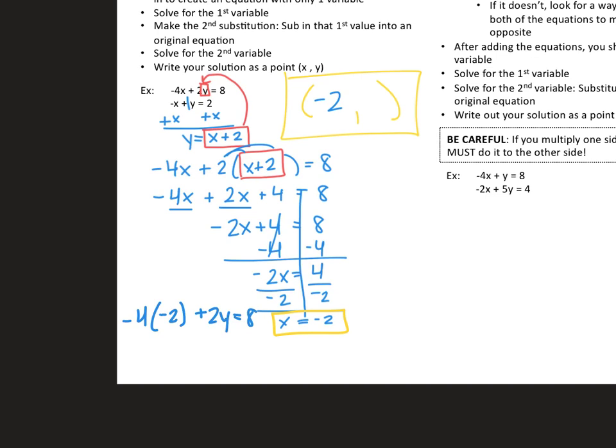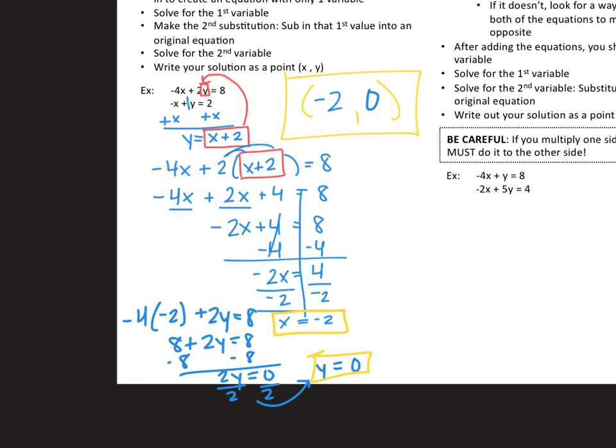Negative 2 times negative 4 is positive 8 plus 2y equals 8. I'm going to subtract 8 from both sides. I'm running out of room here, but that's okay. 2y is equal to 0. If we were to divide by 2 on both sides, we would end up getting y is equal to 0. So that's the second half of our answer. So we're going to take that and put it in our final solution. So this system of equations intersects or crosses at the point negative 2, 0.